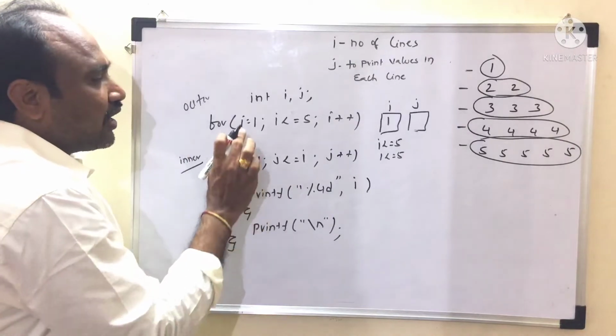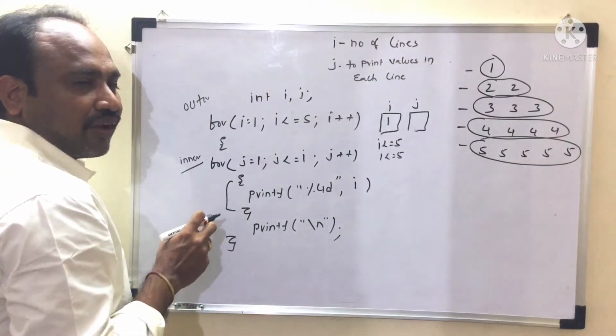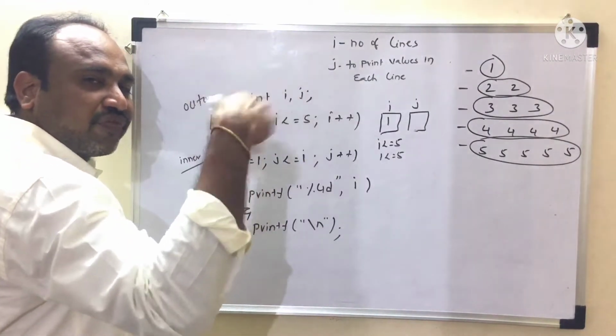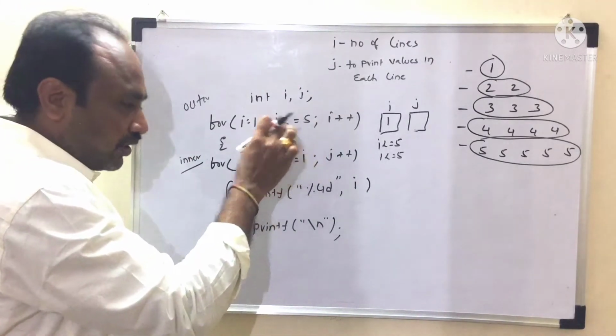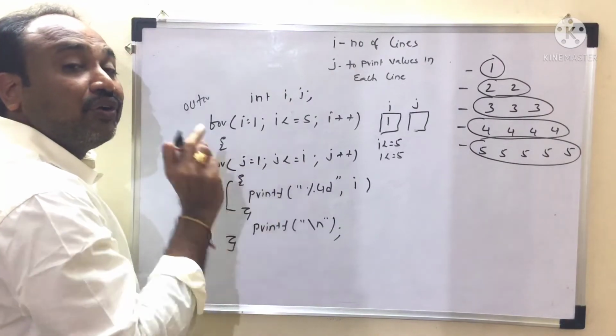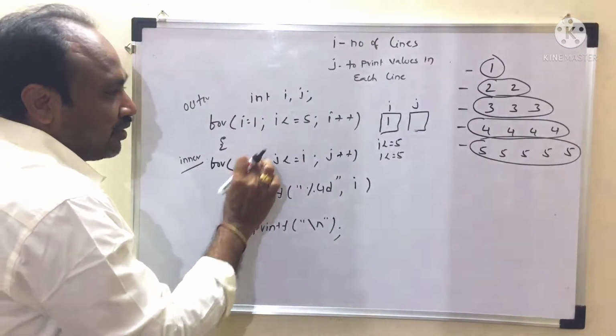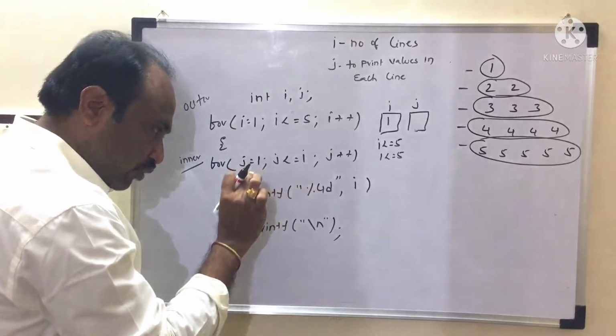Come here. I equal to 1 means line 1, up to line 5 I have to print. To repeat first line to 5th line, I am going to use the I for loop. What is the purpose of the J for loop? To print values in each line. Now the outer for condition is true, so go to the inner for loop.